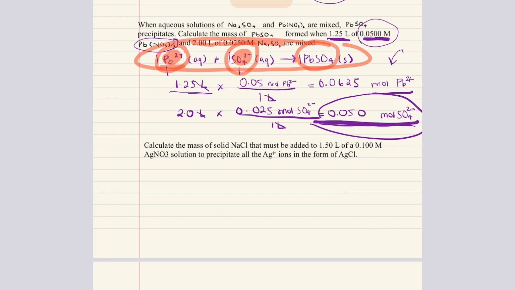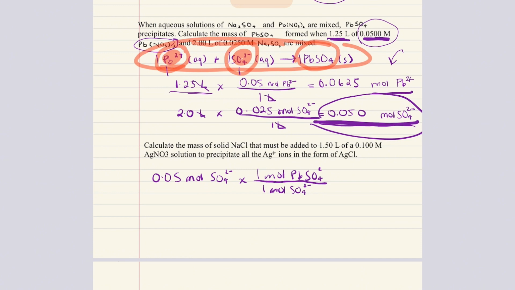But we can also just do this in stoichiometry. If we have 0.05 moles of sulfate, all right, we can do a mole-to-mole ratio between the sulfate and the product, like we've seen before in previous chapters. For 1 mole of sulfate, we have 1 mole of lead sulfate, all right?